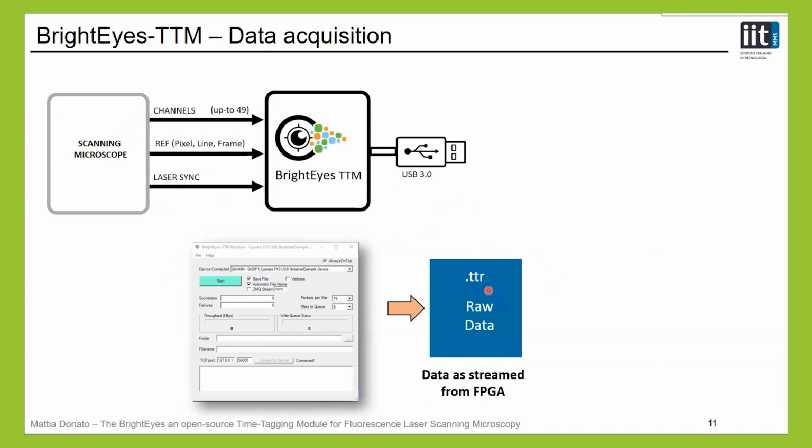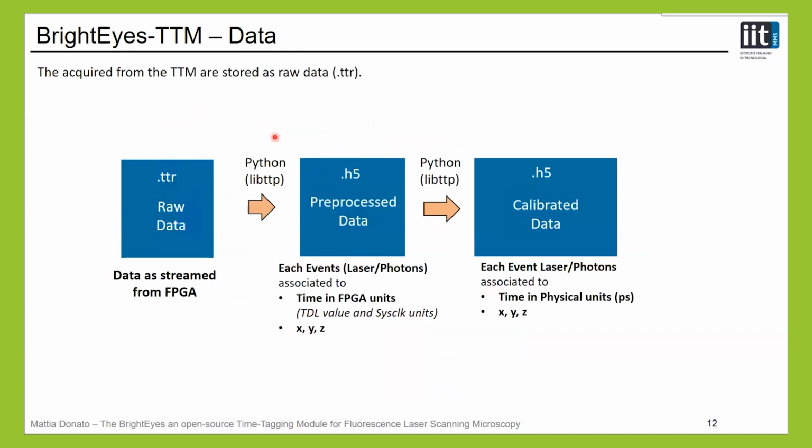Once you have the raw data, which are not easy to handle, you can convert it through the Python library libttp to the so-called preprocessed data. In this case, you associate to each event, laser or photon, occurring in the detector, an FPGA time in FPGA units. And you also associate the position, as we talk about imaging, X, Y, and Z. I didn't mention before that the tap delay line needs to be calibrated. So after this preprocessed data, you need to perform the calibration to finally get data where for each event you have the time in physical units.